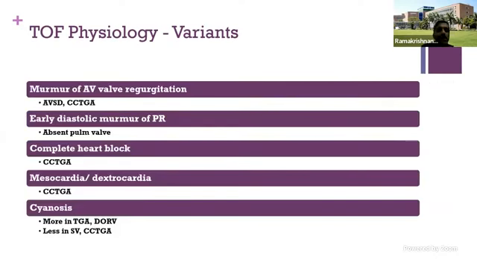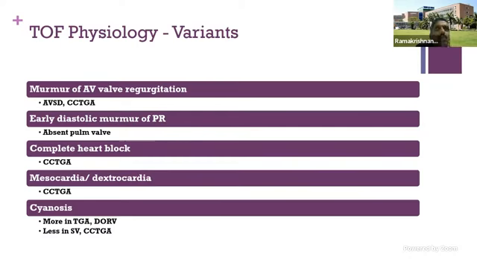But some of the softer ones, for example, if you find a murmur of AV valve regurgitation, like mitral regurgitation or tricuspid regurgitation, right side or left side AV valve regurgitation, you should think of AV canal defect and corrected transposition. You find an early diastolic murmur of PR.